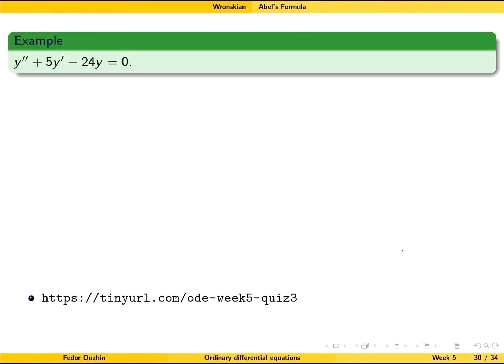Alright, so let me just clarify these theorems on this example that we already saw in this class. Recall that the general solution of this system of differential equation is C1 times e to the minus 8t plus C2 times e to the 3t. So e to the minus 8t and e to the 3t are two seemingly linearly independent solutions. So let us verify it.